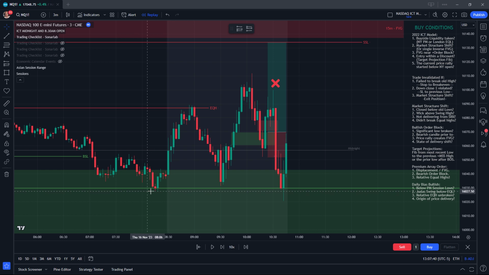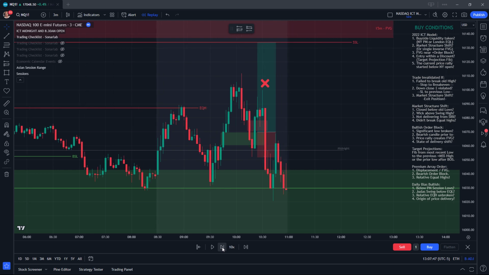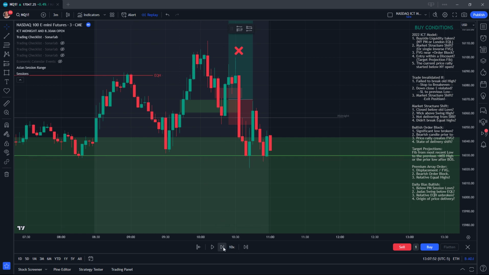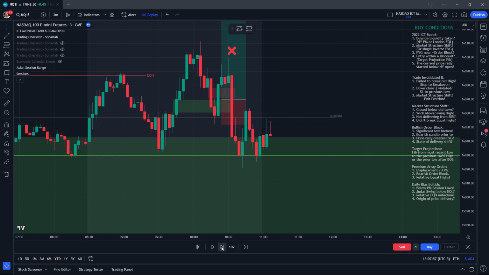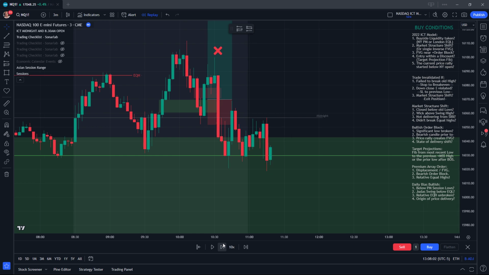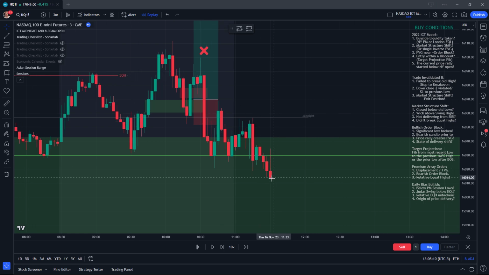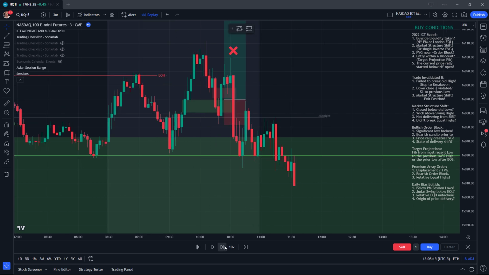Question is, is that a proper run on liquidity now? I would like to see price make a nice move below it. Yeah, that definitely feels more like it. Okay, that's definitely closing below the equal lows there.